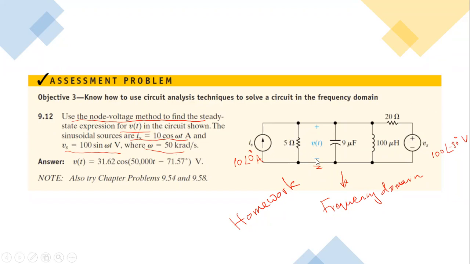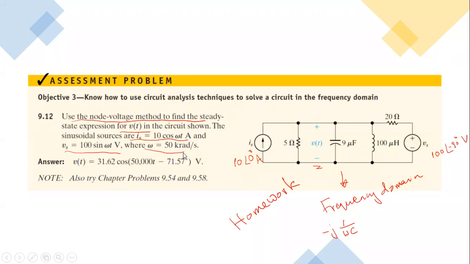The resistance will be the same. The capacitor will be equal to negative j over omega C. Here, as you see, C is given as 9 times 10 to the power of negative 6, because it is microfarad. And omega is given as 50 kilo radians per second, so it is 50 thousand.